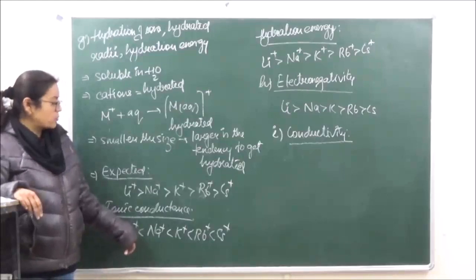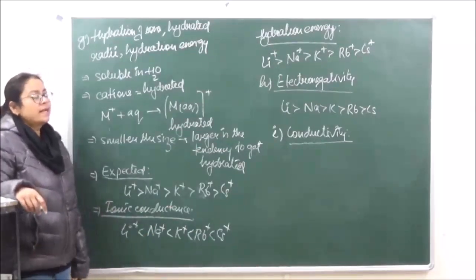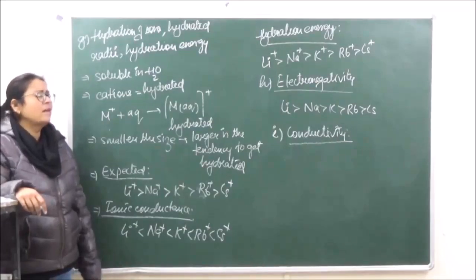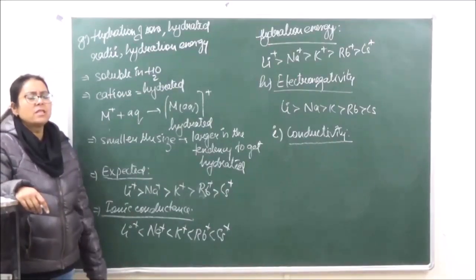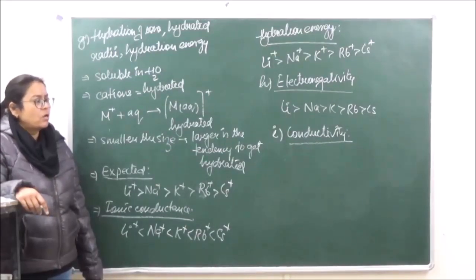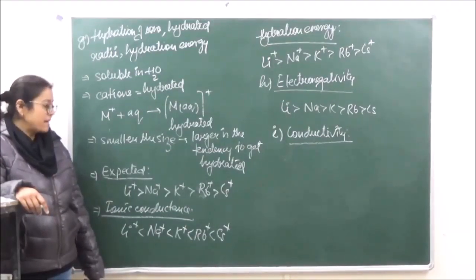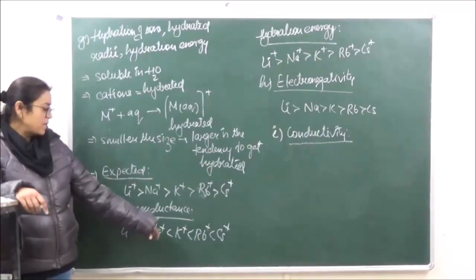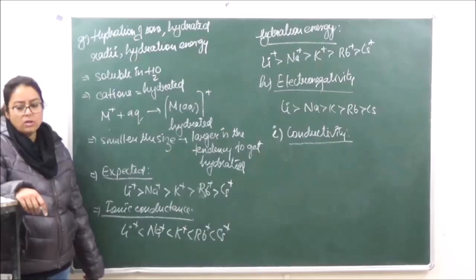Okay? So in aqueous solution, they can conduct electricity in the molten state too. All of them are metals, so they can also conduct electricity in the solid state, but the conductivity is not very large. Okay, so they conduct electricity better in the aqueous state, and conductivity, as you've already seen, will keep on increasing down the group.